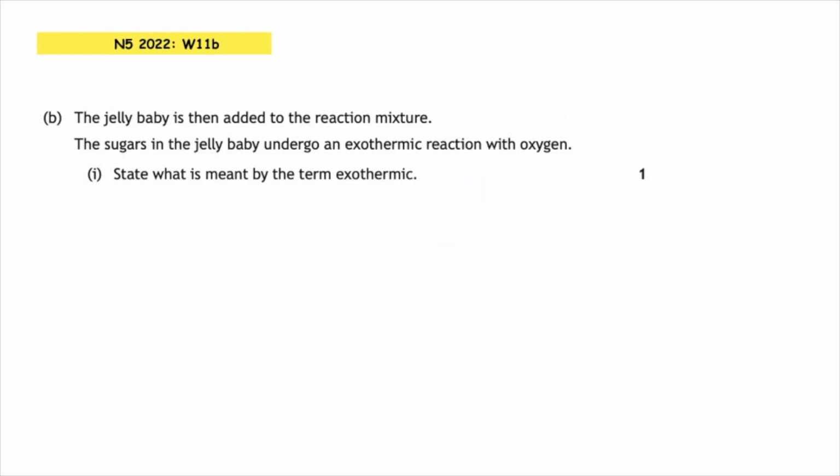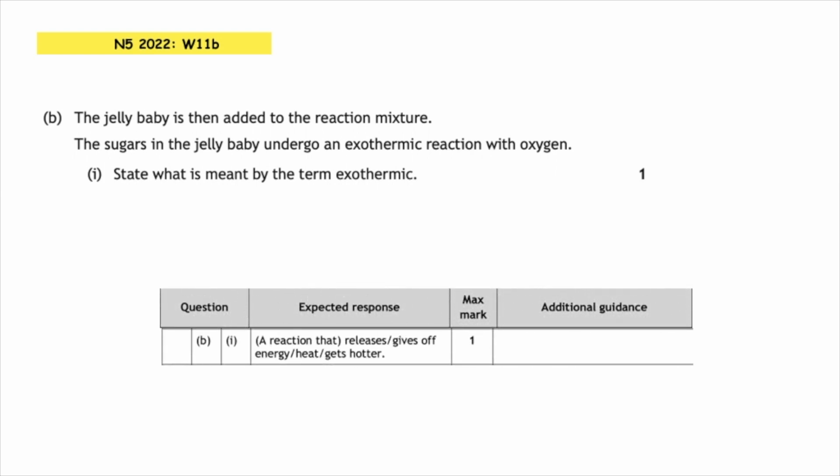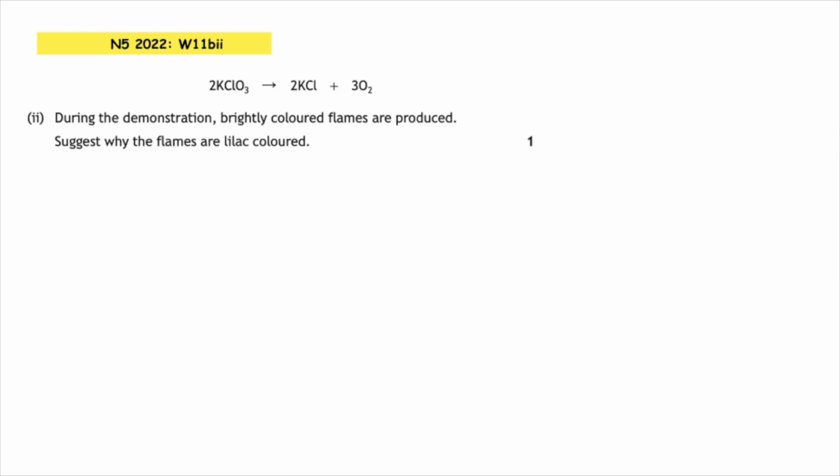11b, the jelly baby is then added to the reaction mixture. The sugars in the jelly baby undergo an exothermic reaction with oxygen. State what is meant by the term exothermic. So exo comes from exit, thermic to do with heat. So we need to know that that is a reaction that releases or gives off heat energy.